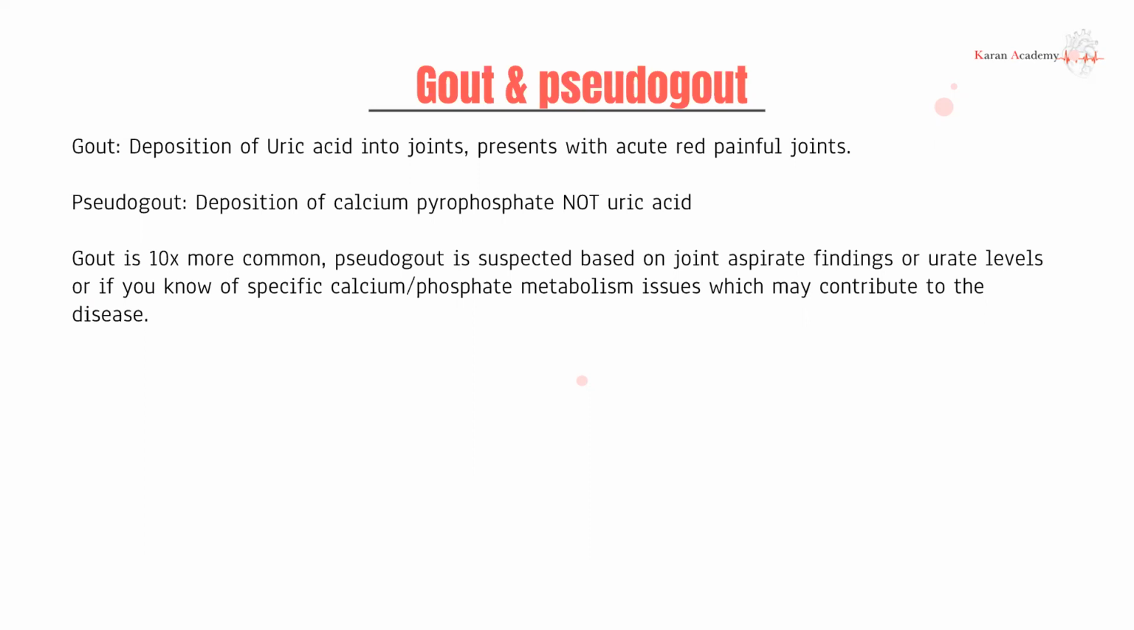Gout is 10 times more common. It's always going to be a leading differential. There are no clinical features that make us suspect pseudogout more commonly than gout, except if they've had pseudogout before. It's suspected basically based on the joint aspirate findings or the urate level, or if you know of a specific calcium or phosphate metabolism issue, which is again very, very niche, unlikely to be present in a patient.